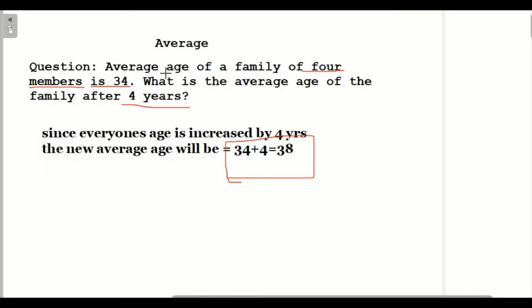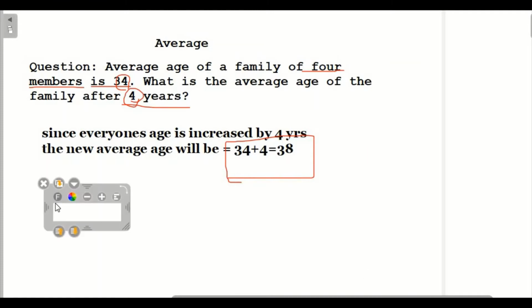Okay. So here the question: average age of a family of 4 members is 34. What is the average age of family members after 4 years? So it's very easy. You can use this trick only for the same increase in years or in the same ratios. Okay. So 34 is the average age of 4 members. It is increased equally for everyone. It is 4 years. So our answer will be 38. Okay, this is a shortcut.